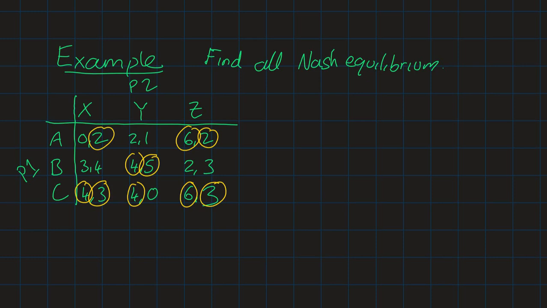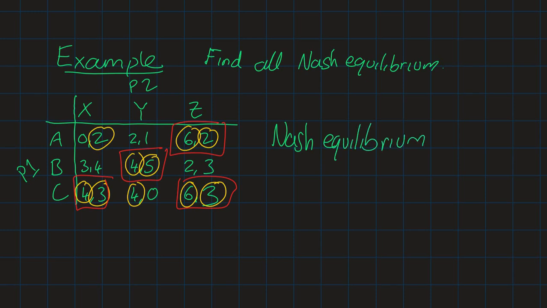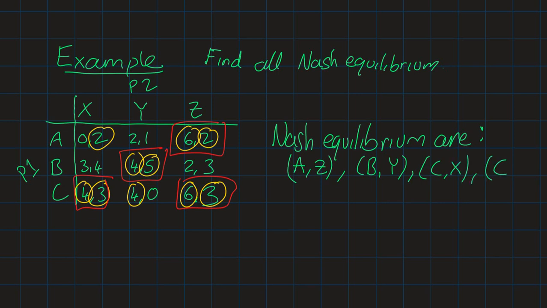Now I just go through and I look, when do I have two circles next to each other? Here, here, here, and here. So this means that the Nash equilibria are AZ, BY, CX, and CZ. Just like that. And that's it. That's the answer to the question.